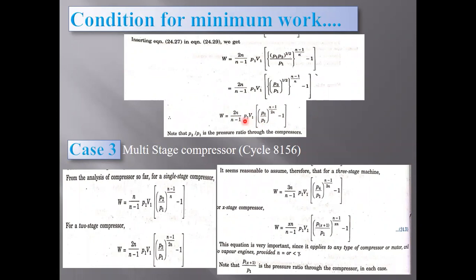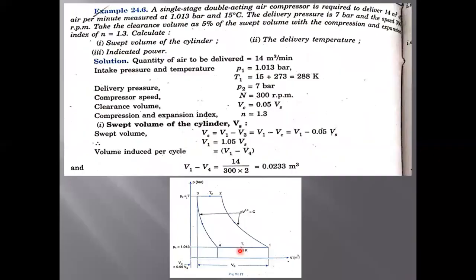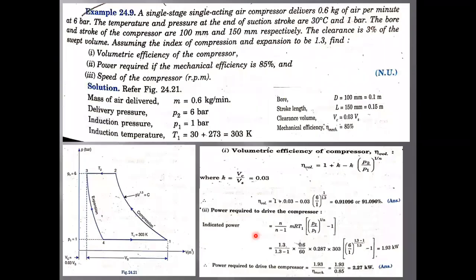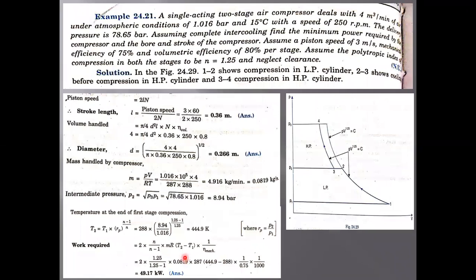This p1 v1 we can take as mRT1, right? So 2n by n minus 1 mRT1, p3 is already given within the problem, and p1 is also given in the problem, and the n value is also given in the problem. So simply substituting every value here will give you the same thing. And whatever power you got from that, you need to divide with the mechanical efficiency. Okay, you will get some value here.